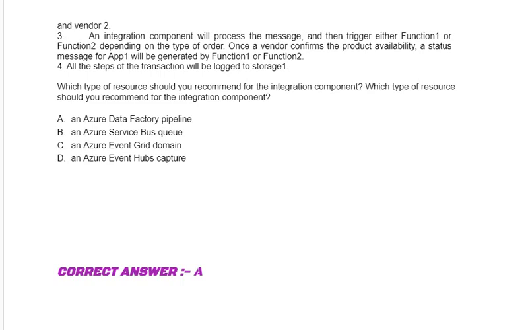Option A, an Azure Data Factory pipeline. Option B, an Azure Service Bus queue. Option C, an Azure Event Grid domain. Option D, an Azure Event Hubs capture. Correct answer is option A.